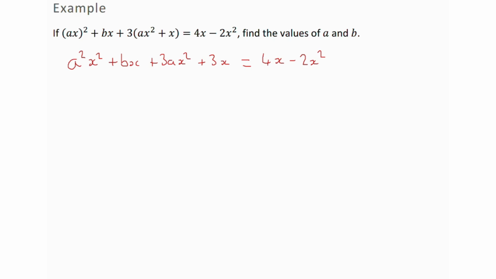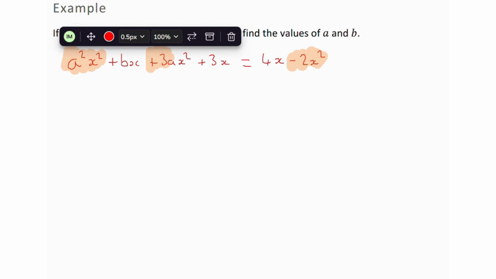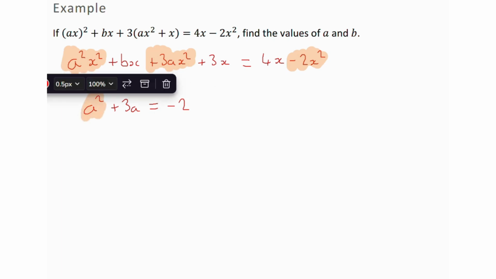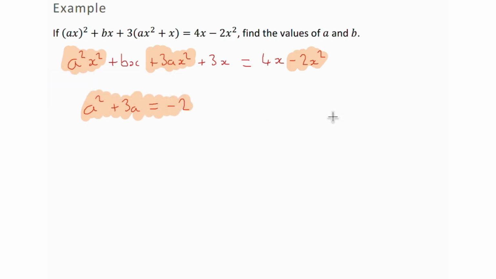Now, if we're just looking at the x squared terms, what we now know is that the coefficients of x squared have to be equal. On the right-hand side, we have minus 2x squared. And on the left-hand side, we have a squared x squareds plus 3ax squareds. So that means that a squared plus 3a has to be equal to negative 2, because the coefficients of x squared on each side of this equation must be equal.